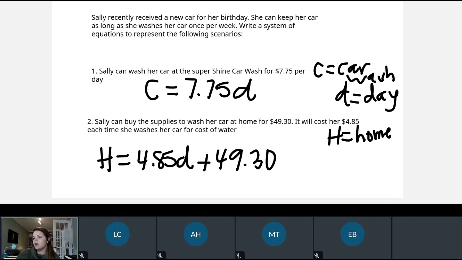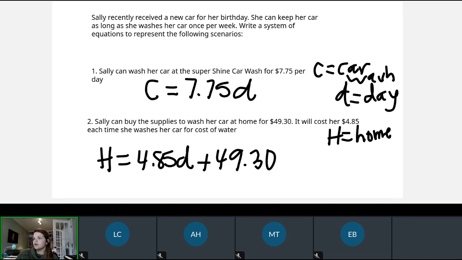Okay, so now the cost of making your coffee at home is going to be $1.35 per day. So you're going to use that same variable X plus the $300 you spent in supplies. Okay, so give that a try.